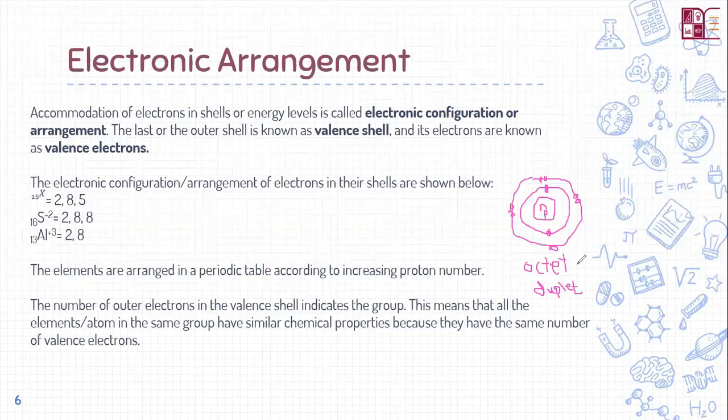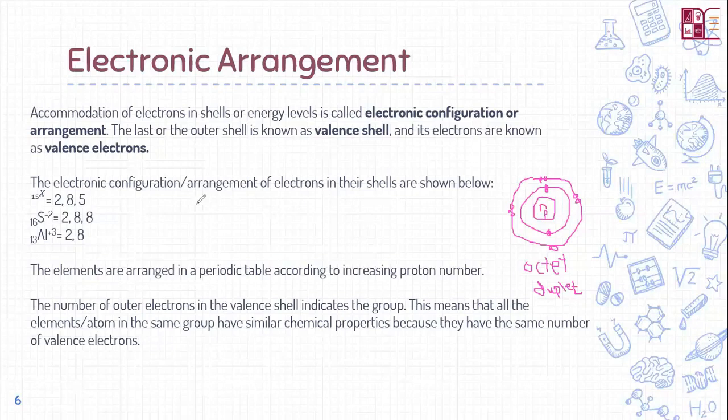So all the shells or the energy levels are filled in ascending order, always from the first shell to the last, and the last shell is known as the valence shell or the outer shell, and all the electrons in the valence shell are known as the valence electrons.